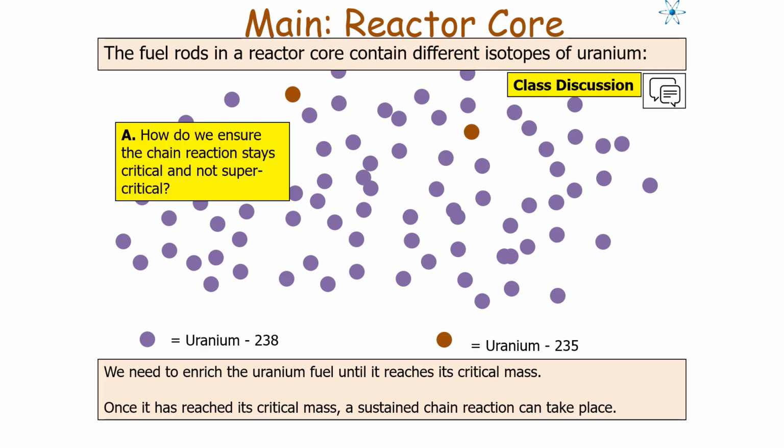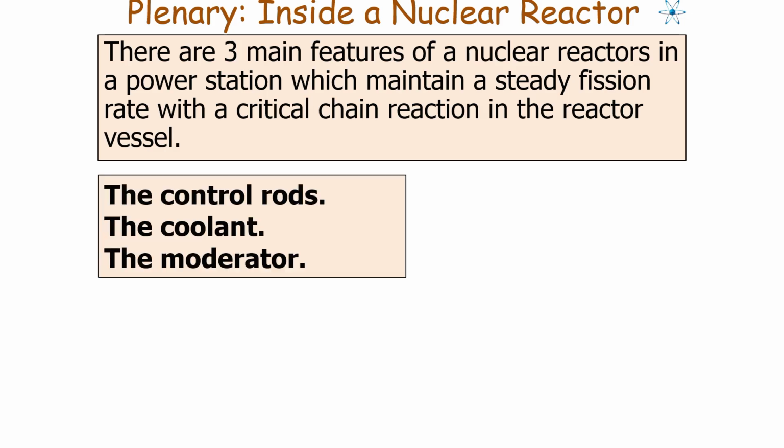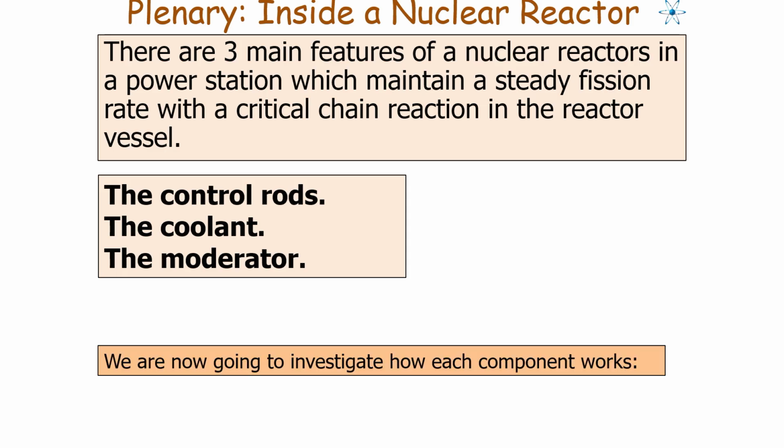Now, as mentioned before, how do we ensure the chain reaction stays critical and doesn't go supercritical in its fission process? So there are three main features of a nuclear reactor in a power station which helps maintain a steady fission rate with a critical chain reaction in the reactor vessel. You've got the control rods, the coolant and the moderator. So we're now going to investigate how each component works.